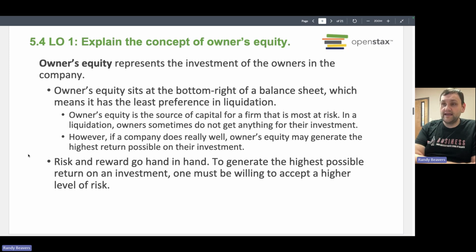Risk and reward go hand in hand. To generate the highest possible return on investment, one has to be willing to accept a higher level of risk.